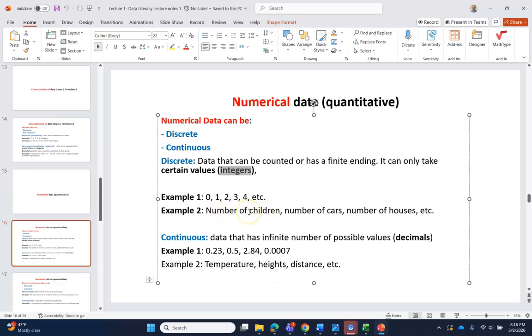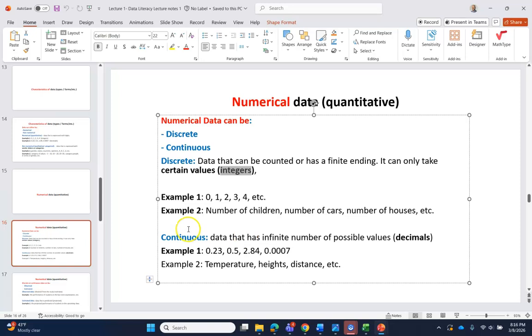For instance, you cannot have, let's say, decimal values for the number of children or number of cars, number of houses, and so forth. They are discrete. So either you don't have a child, which is 0, or you may have one child or a number of children, but we cannot have 1 children and a half. We cannot explain that because it has to be a discrete value.